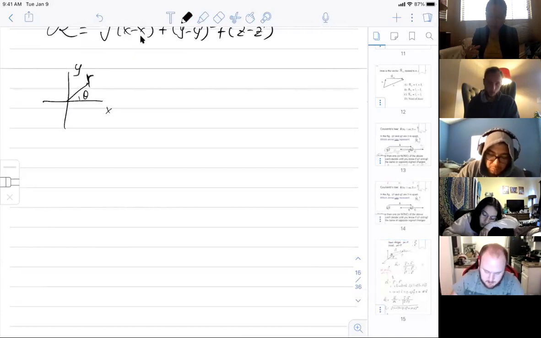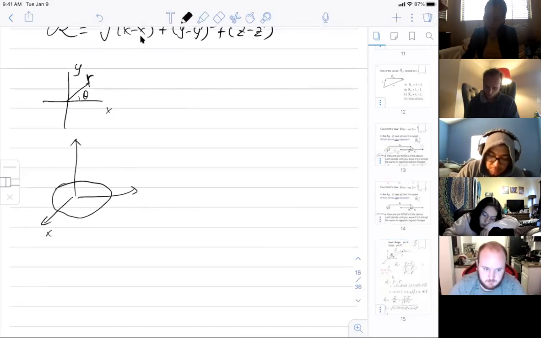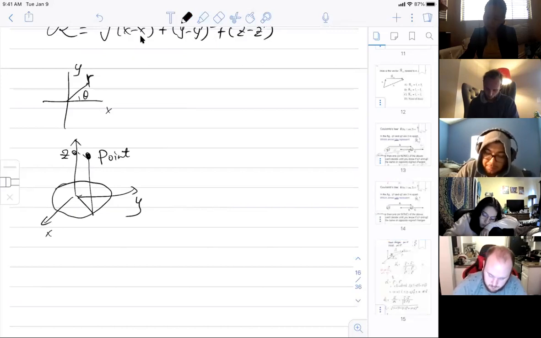Now, cylindrical is simply adding a z-axis on it, right? So instead of everything on the plane, a circle on the plane, you simply have a z component. So here you have something in space, this point that you're interested in. And instead of representing it using x, y, and z in Cartesian, here we represent it using s, theta, and z.